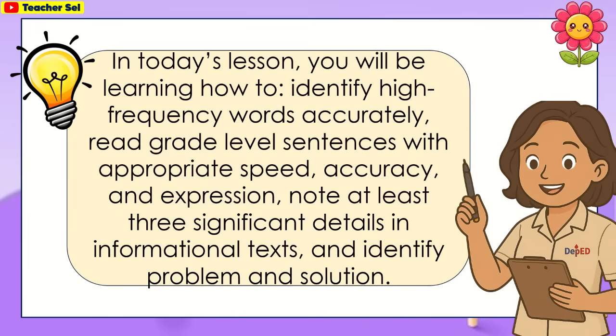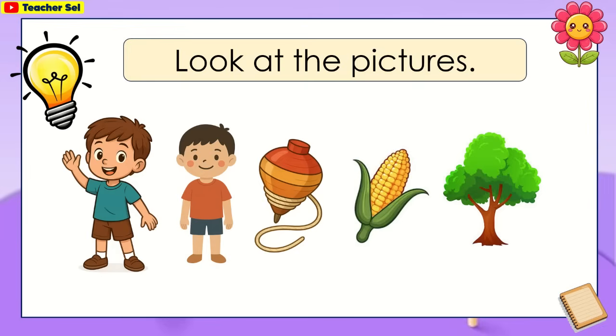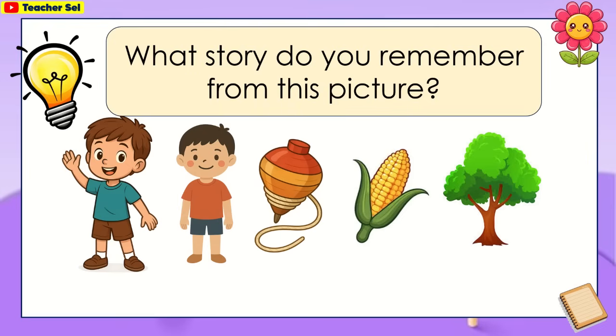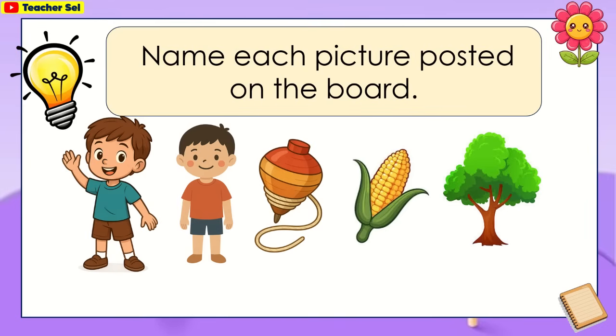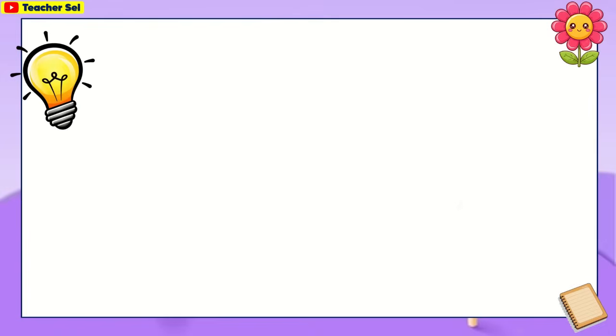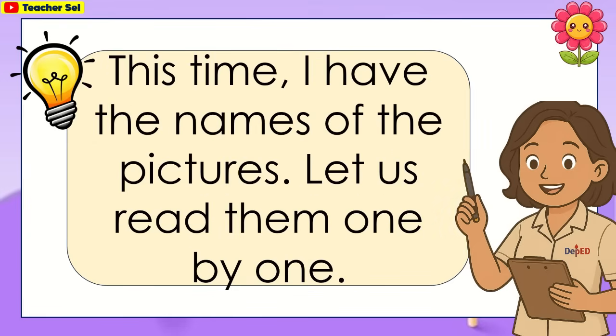In today's lesson, you will be learning how to identify high-frequency words accurately. Read grade-level sentences with appropriate speed, accuracy, and expression. Note at least 3 significant details in informational text and identify problem and solution. Look at the pictures. What story do you remember from this picture? Name each picture posted on the board. This time, I have the names of the pictures. Let us read them one by one.